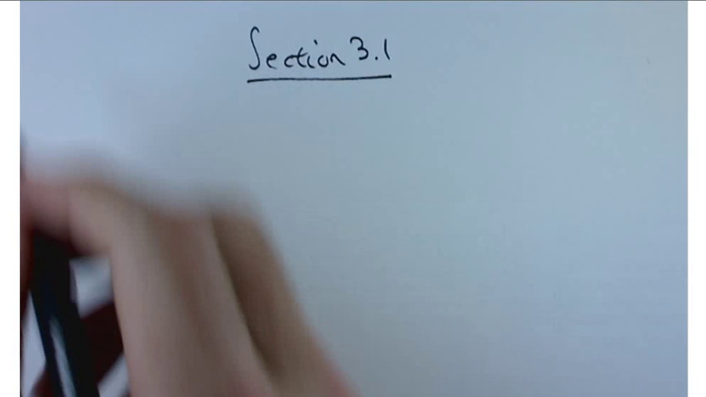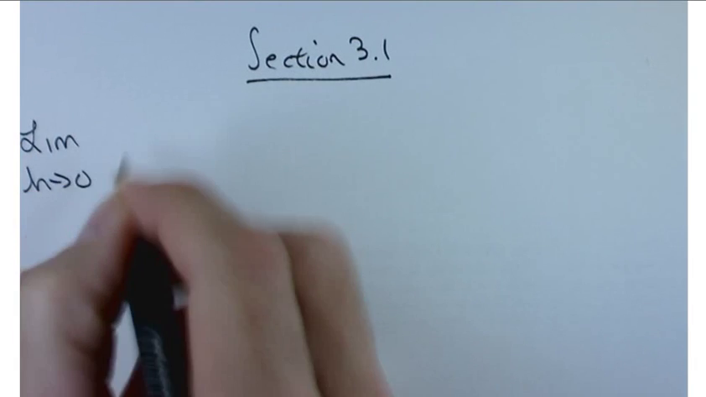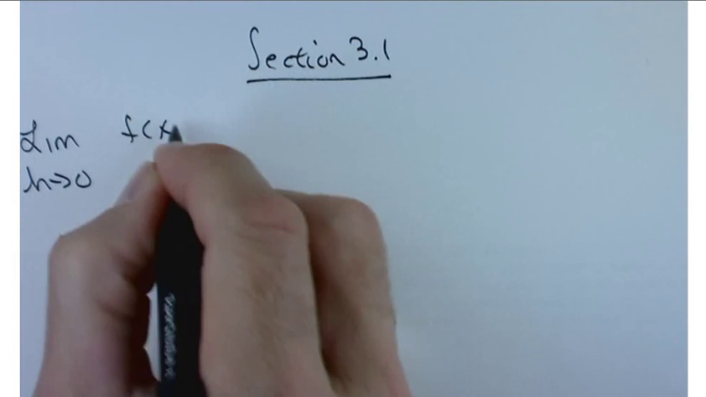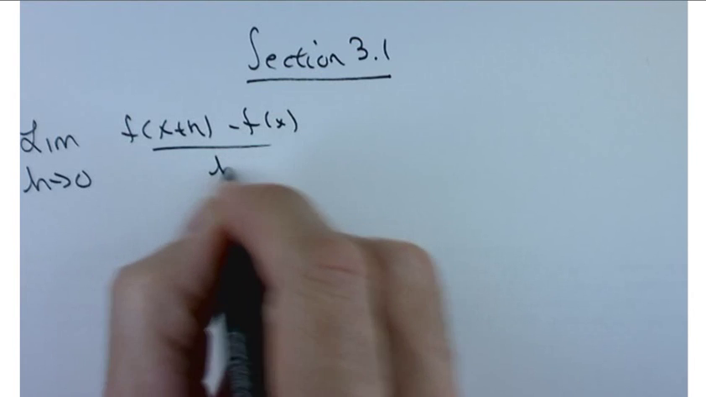So we're going to continue doing work in section 3.1. The other day we introduced a method by which we can calculate the slope of a tangent line. That was through limits. And then we generalized that to calculate the derivative function. So the derivative function can be calculated through this limit: the limit as h approaches 0 of f of x plus h minus f of x over h.